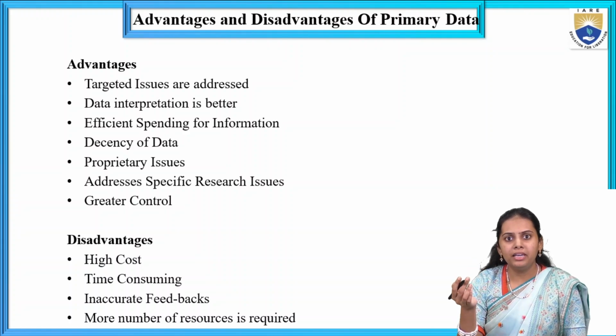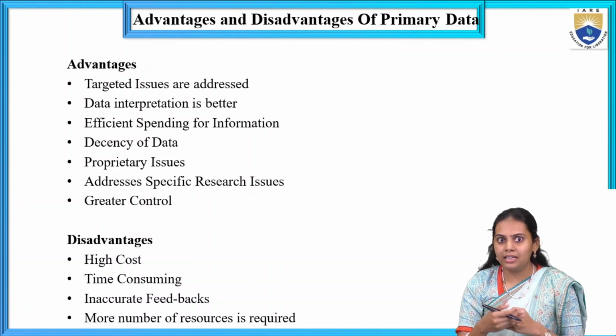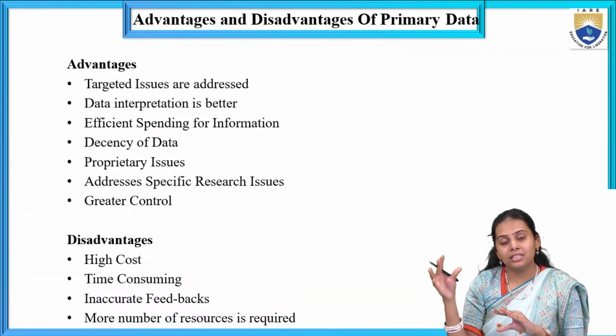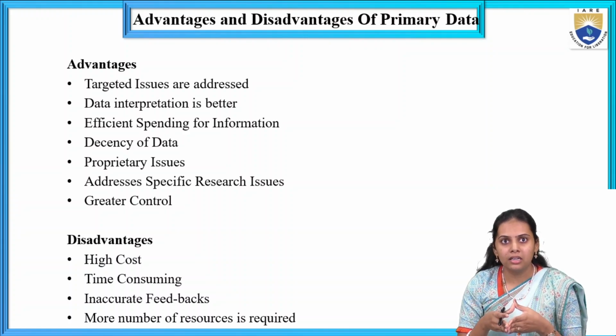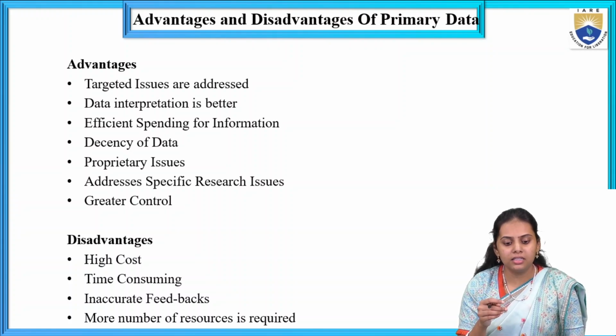Generally, when primary data is collected, it is fresh, first and foremost data collected relevantly by observing the data, which helps decide the target issues. What is the addressing of a target of a researcher, and in which manner does data interpretation become better? Based on this data collection, it becomes better data interpretation, and it is more efficient in spending for information, and it covers the priority issues, whereas it addresses specific research issues, with greater control.